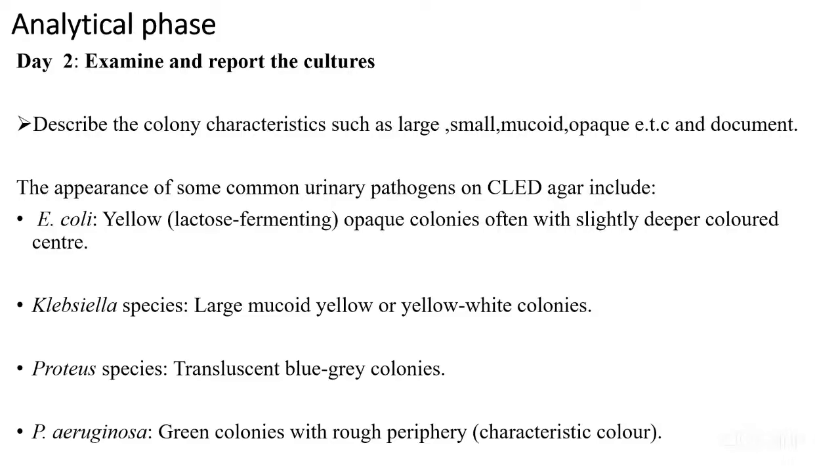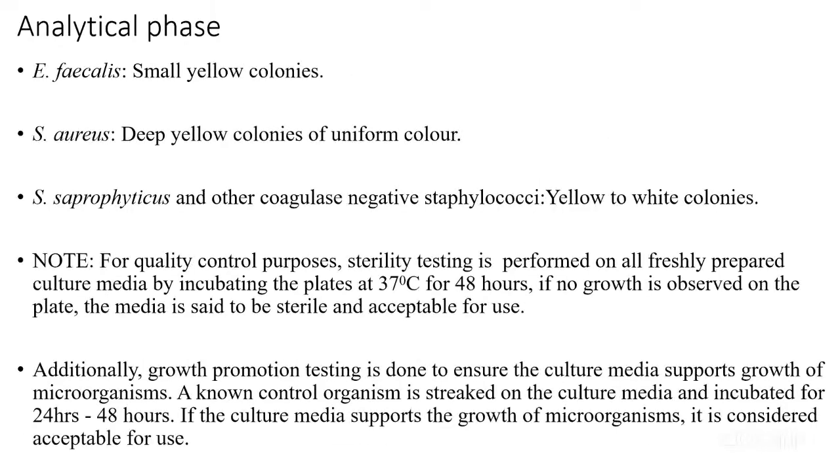Proteus species are non-lactose. They'll appear translucent blue-gray. P. aeruginosa will appear greenish with rough periphery. For Enterococcus faecalis, it will appear as small yellow colonies. Staph aureus will be deep colonies of uniform color. Staphylococcus saprophyticus and other coagulase negative staphylococci will be yellow to white colonies.